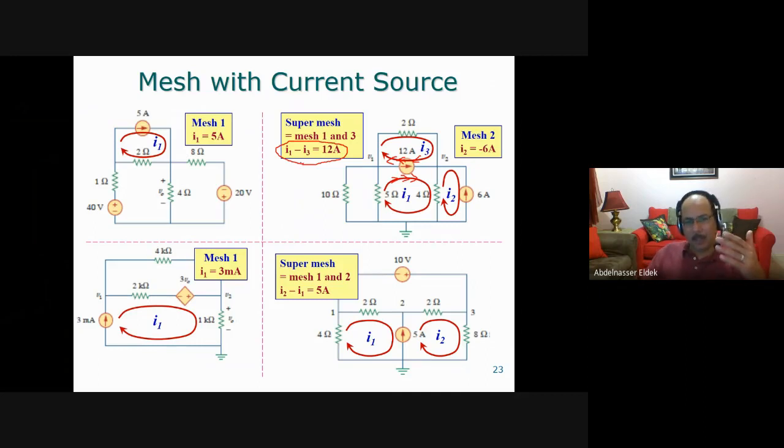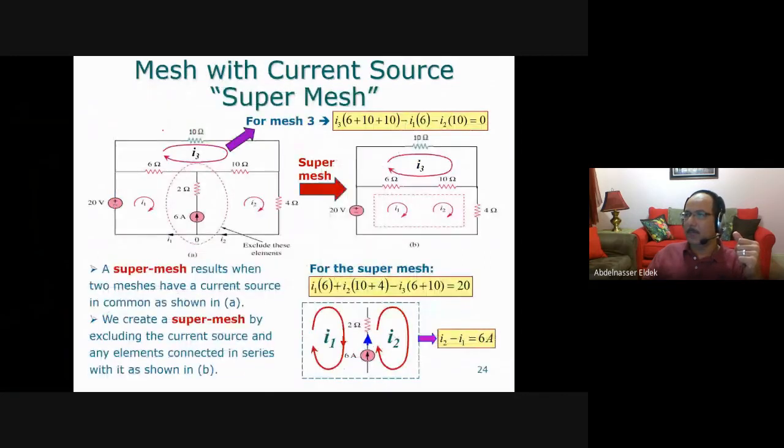So you have a super mesh when you have a current source between two meshes, and the first equation you need to write is the relation between the two mesh currents. Second equation is that you do what? Yes, we are here. For example, here you have this 6 ampere, a current source between two meshes I1 and I2. Then what you need to do here is to remove this branch, the entire branch. So you remove everything here.